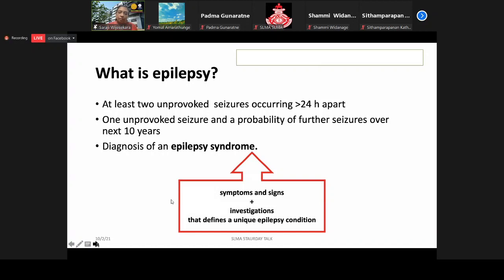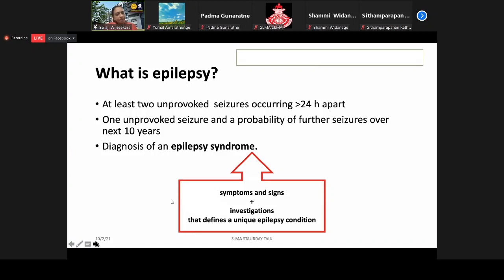And even if there is 1 unprovoked seizure, and there's a probability of further seizures within the next 10 years, for example if we are dealing with a patient with a syndrome like tuberous sclerosis, we know that even with 1 unprovoked seizure, there's a probability of further seizures in that patient. In such a situation, we call it epilepsy. And also, if we diagnose an epilepsy syndrome.